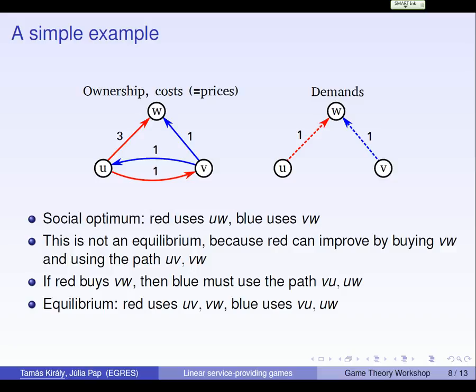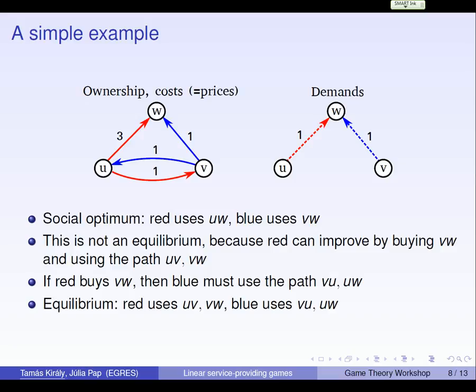Here's a simple example. This is the graph. There are two players, red player and blue player. Red arcs are owned by the red player, blue arcs are owned by the blue player, and these are the costs, which now we assume are the same as the prices. Red has one demand from U to W, and blue one demand from V to W. So the social optimum is clearly that red just uses this arc, and blue uses this arc, and you have a cost of 4.